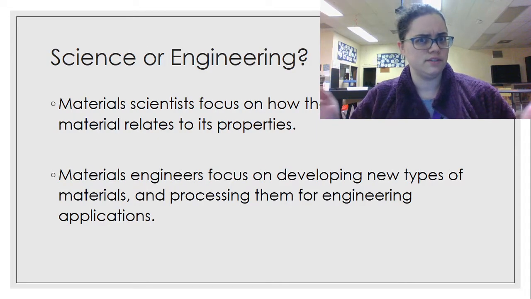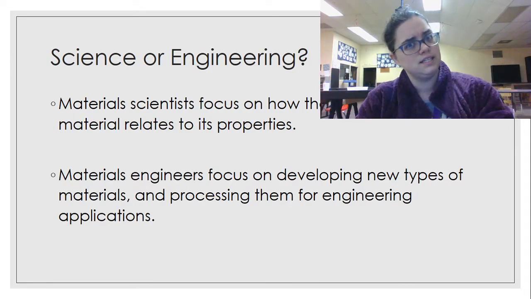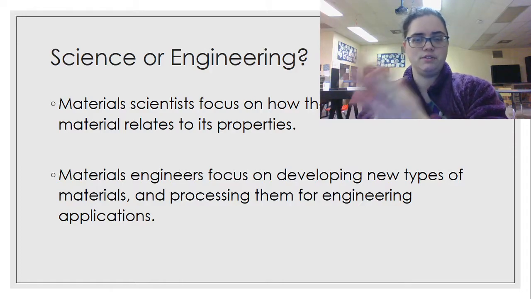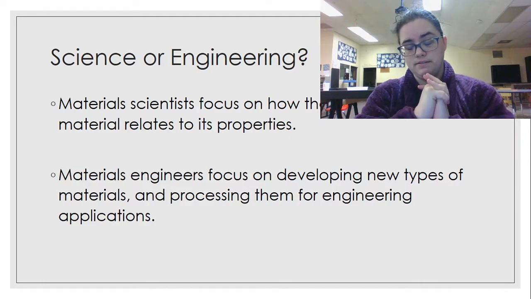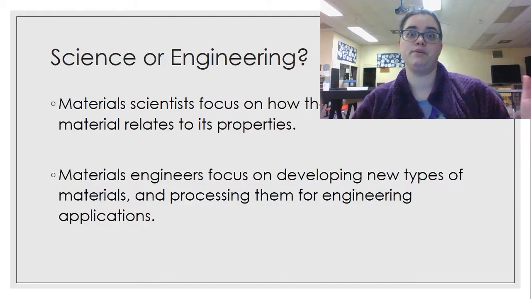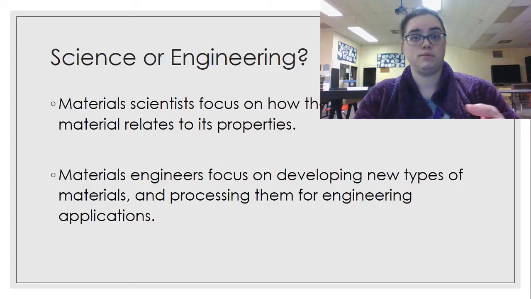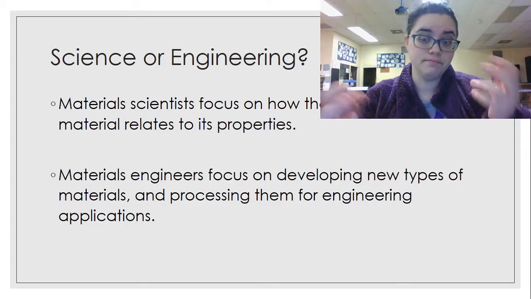All right, so science versus engineering. Materials scientists are usually people who think about how the structure of a material relates to its properties. And materials engineers are the kind of people who are putting new materials together and taking these materials and making products with them, using them for engineering applications.